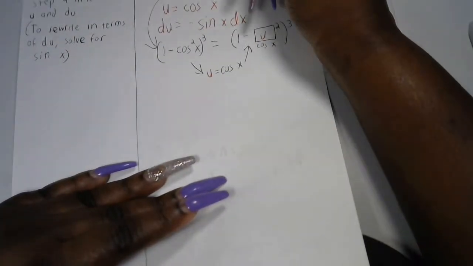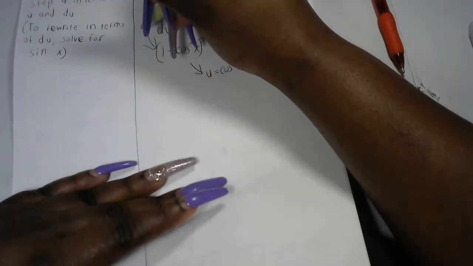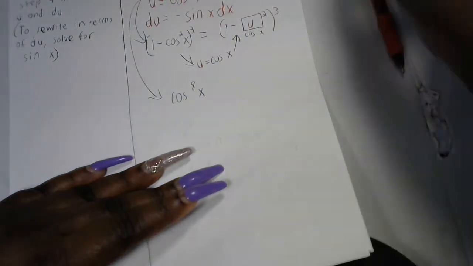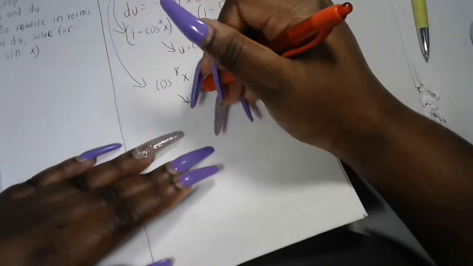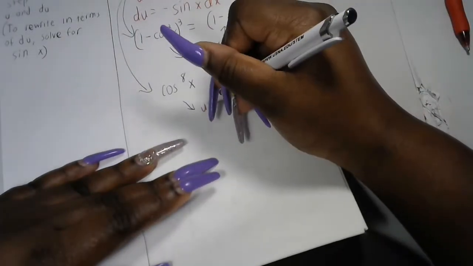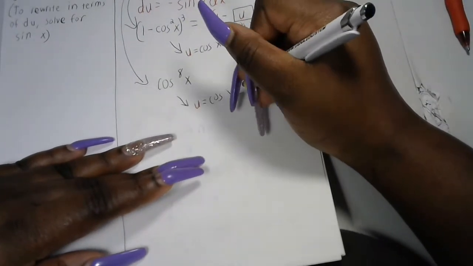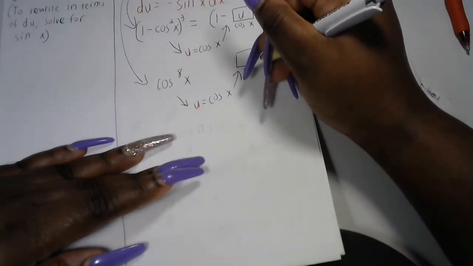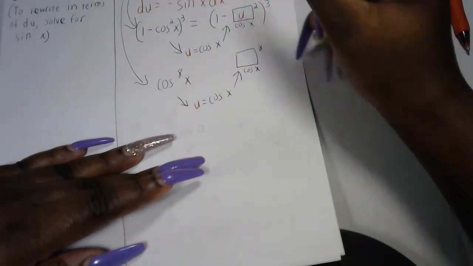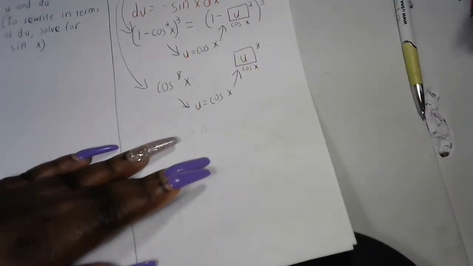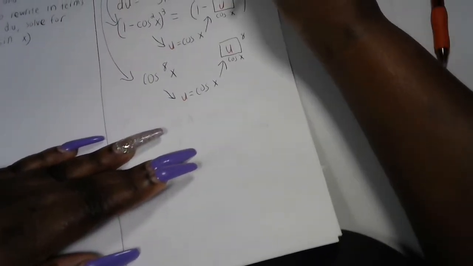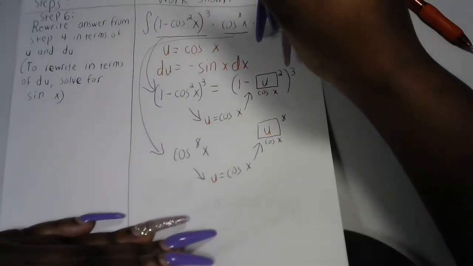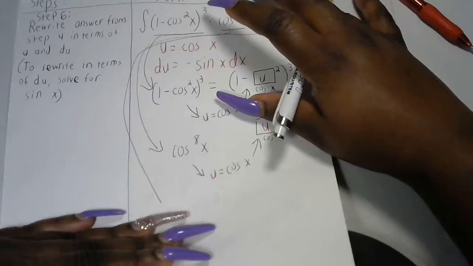Cosine x to the 8th, let's rewrite that term. Since u equals cosine x, every time we see cosine x we put u, and it was cosine x to the 8th, so now we have u to the 8th. And also the last term, sine x dx, we're going to put that all the way down over here.